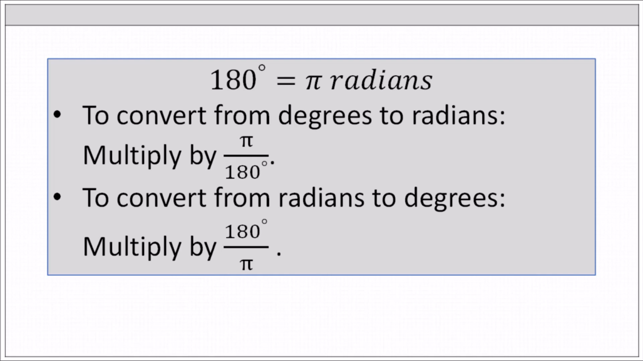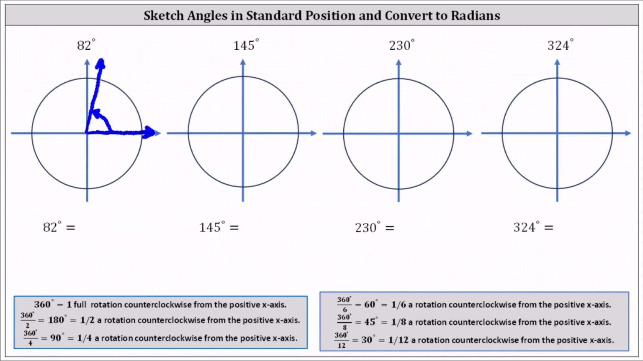Because 180 degrees is equal to pi radians, to convert from degrees to radians, we multiply the angle in degrees by pi divided by 180 degrees. Let's first write 82 degrees as a fraction with the denominator of 1, and then multiply by pi divided by 180 degrees. The units of degrees simplify out, and then 82 and 180 share a common factor of 2. There are 41 2's in 82 and 90 2's in 180. 82 degrees is equal to 41 pi divided by 90 radians.